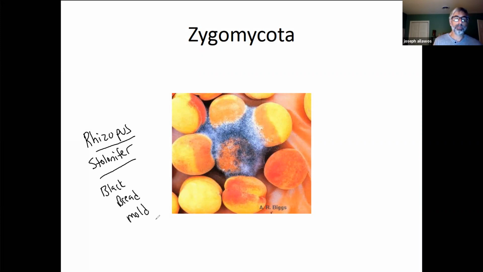And we call it black bread mold because it loves bread, but it also loves your nectarines, as you can see here. What you're looking at, remember, they're filamentous organisms. The white is the filaments, right? And the black is the spores. Anytime you see a black and white fungus, it's likely going to be rhizopus.